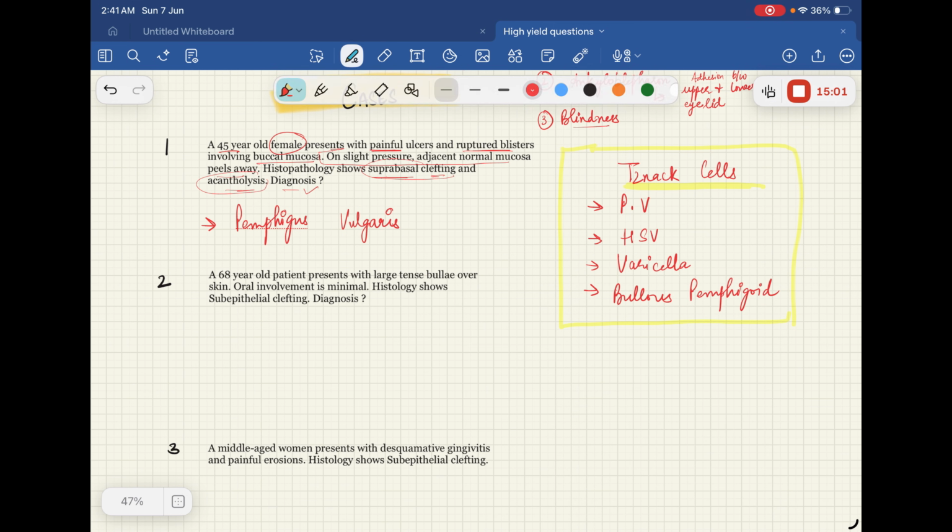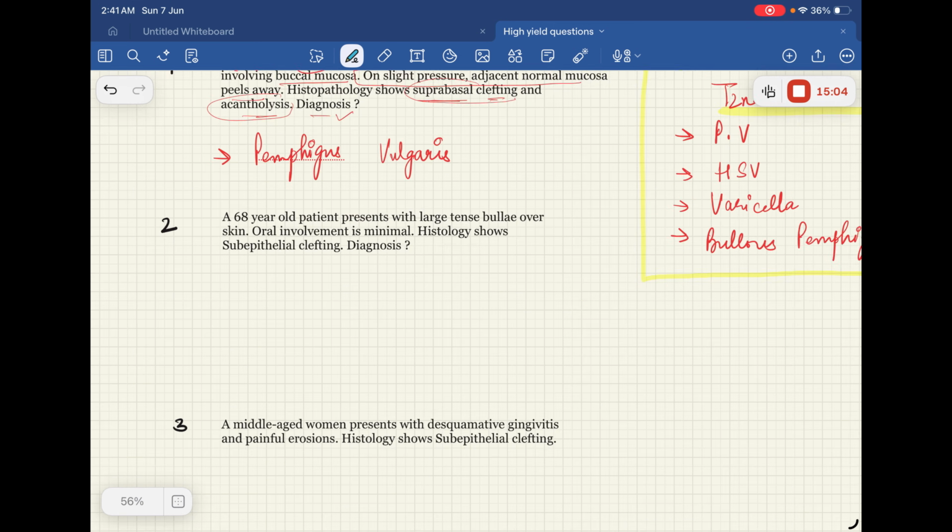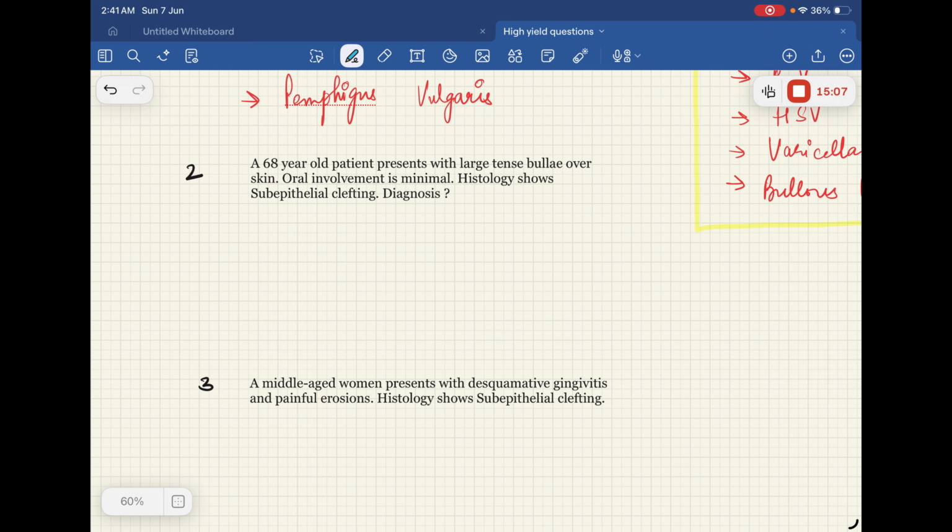So remember, the Tzanck cells are seen in pemphigus vulgaris, herpes simplex virus, varicella zoster, and bullous pemphigoid. Next question. A 68-year-old patient presents with large tense bulla, which means it doesn't rupture easily. Oral involvement is minimal. Histology shows subepithelial clefting. So, what's your diagnosis here? The answer is bullous pemphigoid. Why not mucous membrane? Because mucous membrane pemphigoid would show both oral and ocular complications.